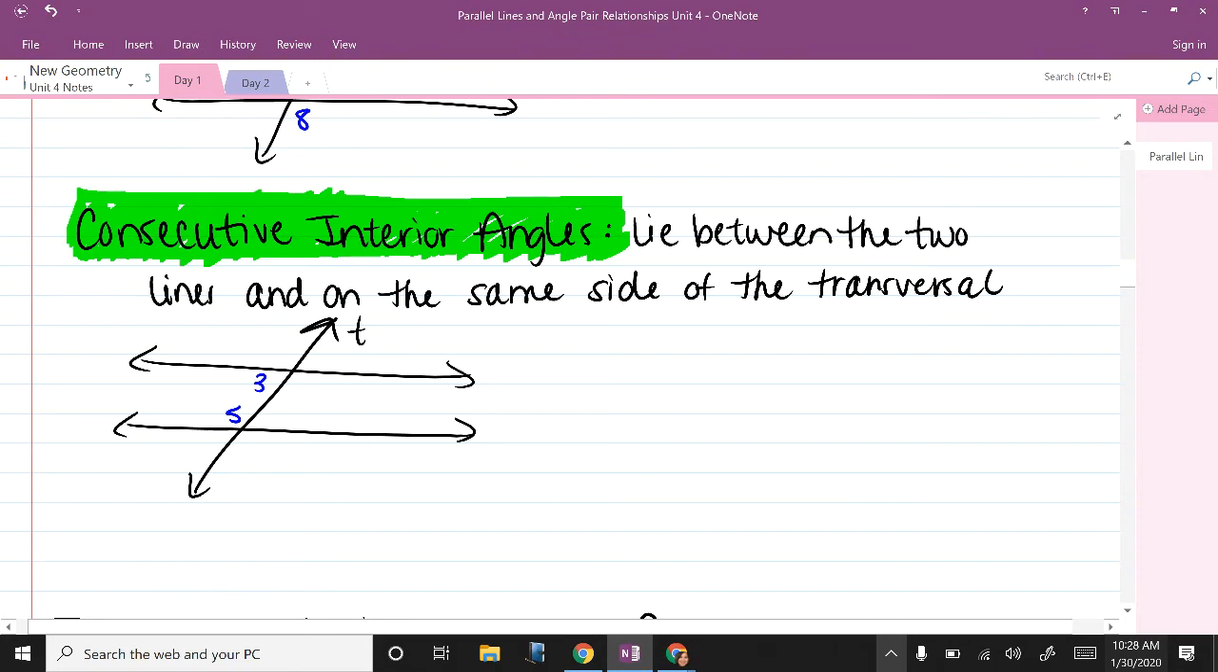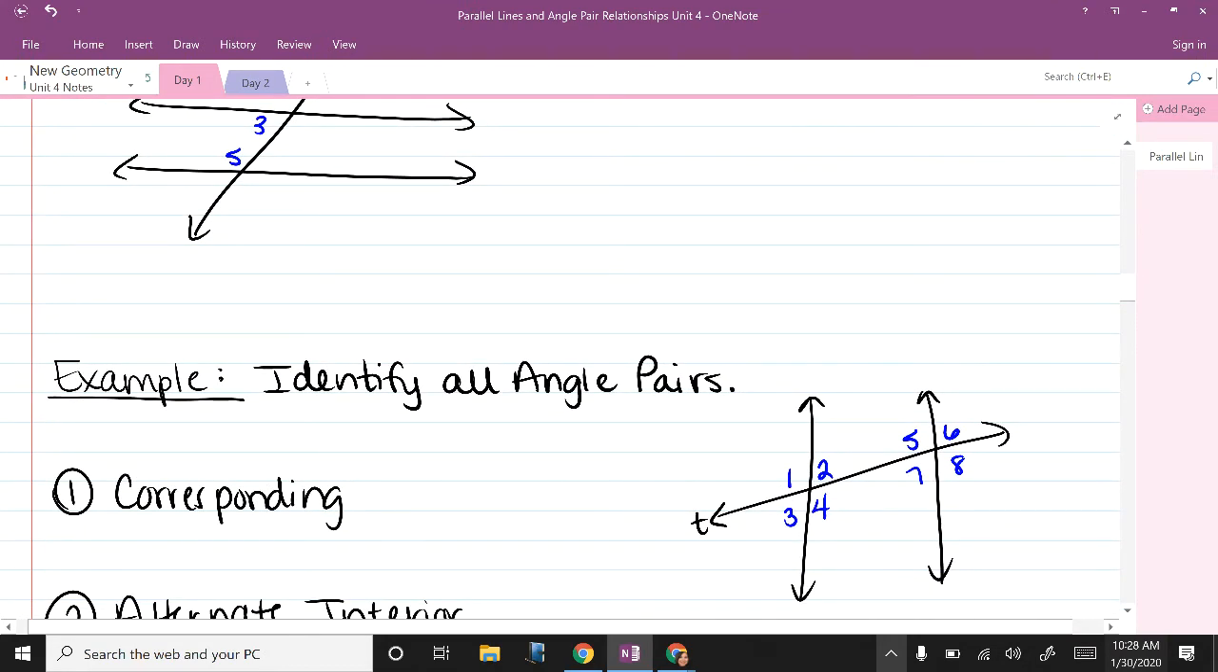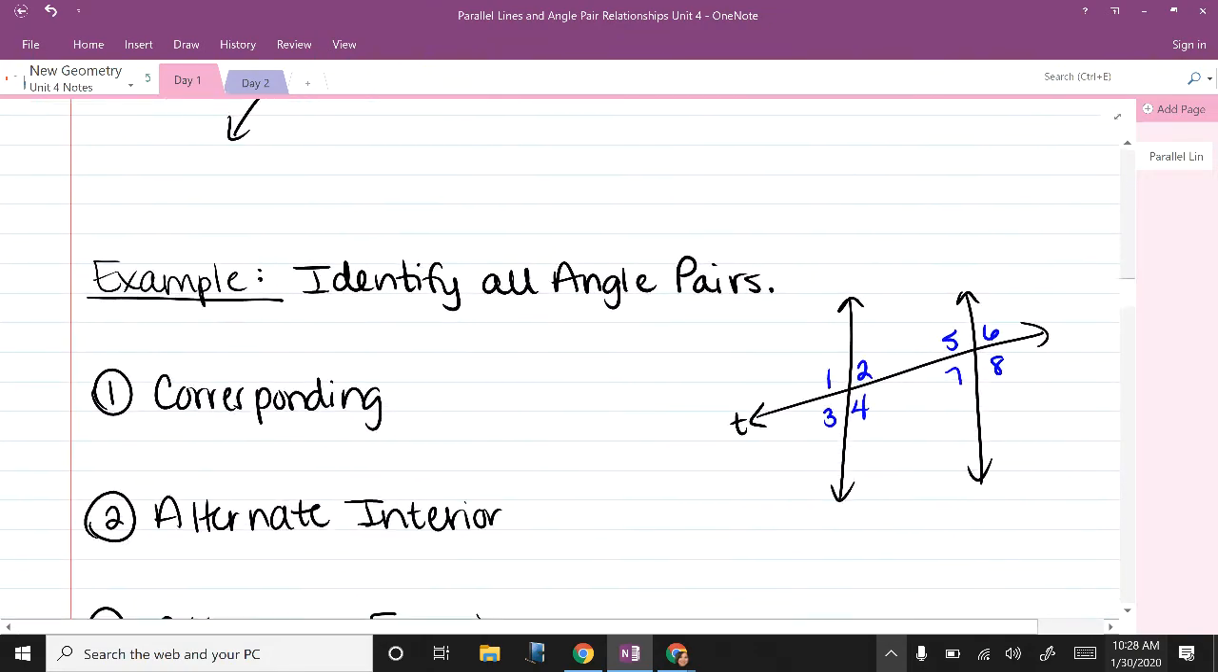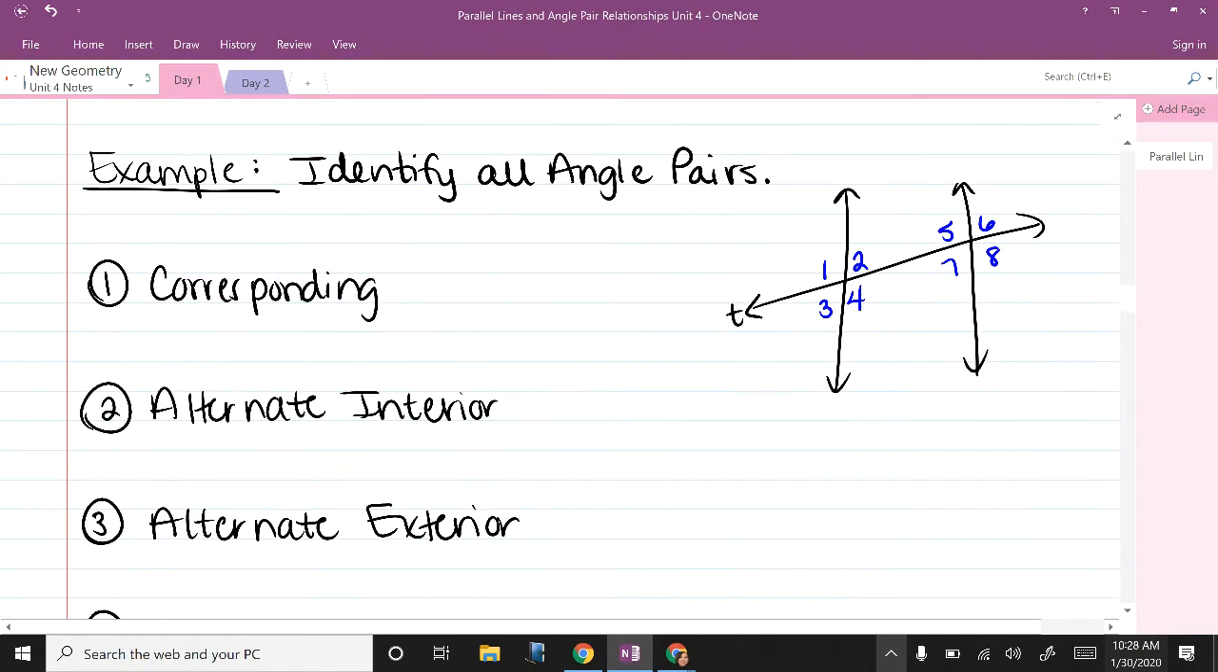All right, we good? So those are our four angle relationships that happen when any two lines are cut by a transversal. And one more thing, special things happen when the lines are parallel to each other. There are special things to note about those relationships. But first, let's just talk about these. Here's a picture.